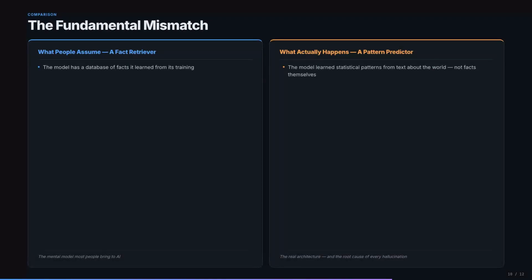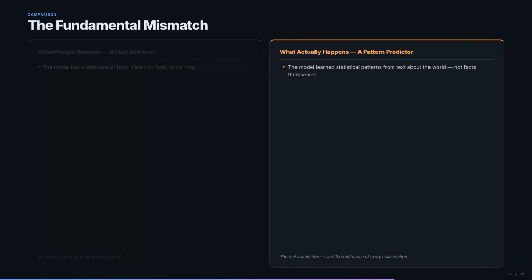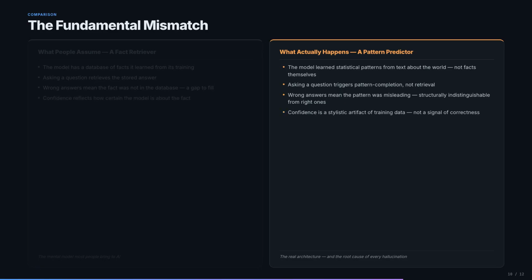The deepest reason hallucinations are so surprising is a fundamental mismatch between what people assume about how the model works and what actually happens. On the left, what people assume: a fact retriever. Most people come to AI tools with an intuitive model. The system learned facts, stored them, and retrieves the right one when asked. Wrong answers mean a gap in the database. Confidence means certainty. It works like a very fast, very smart search engine. This is not a silly assumption. It is the natural way to think about a system that seems to know everything, but it is architecturally wrong.